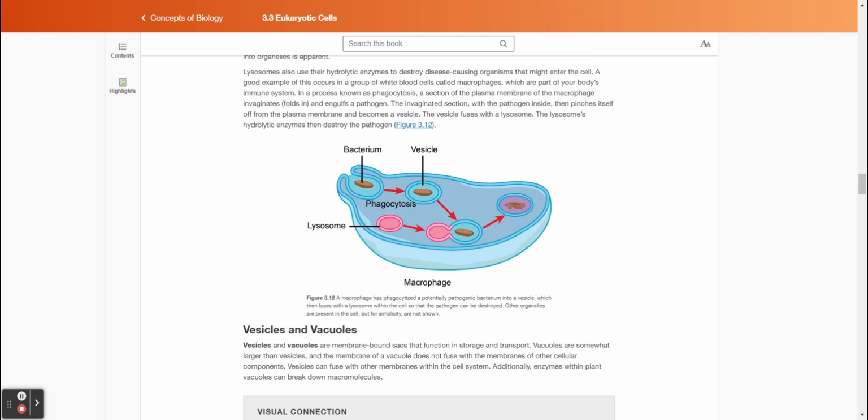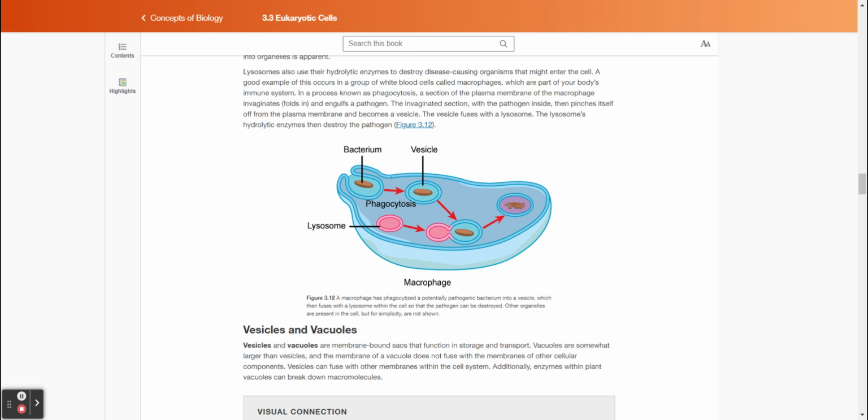Lysosomes also use their hydrolytic enzymes to destroy disease-causing organisms that might enter the cell. A good example of this occurs in a group of white blood cells called macrophages, which are part of your body's immune system. In a process known as phagocytosis, a section of the plasma membrane of the macrophage invaginates, or folds in, and engulfs a pathogen.